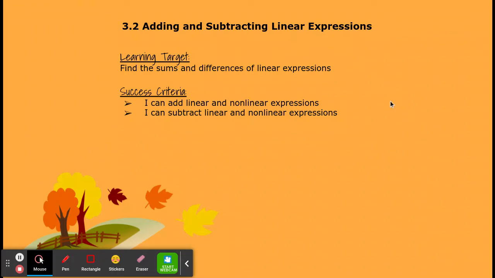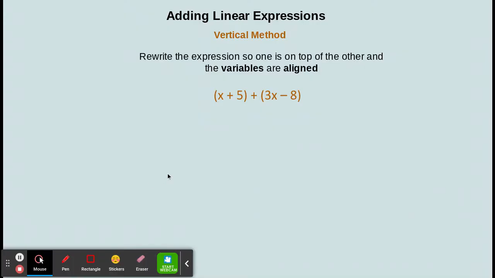Section 3.2, adding and subtracting linear expressions. In this section, we will find the sums and differences of linear expressions, meaning we will add and subtract. Okay, so there are two different methods when you add linear expressions. The first method is vertical and the second method is horizontal.